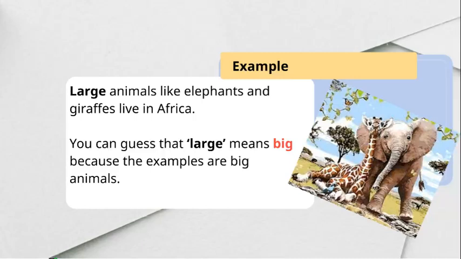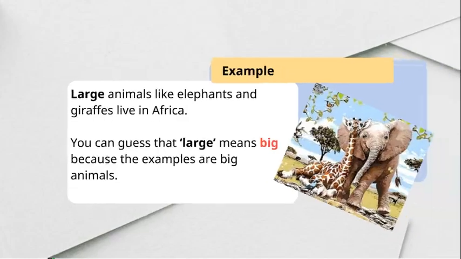Elephant is a big animal. Giraffe is a big animal. So, if you read "large animals like," the examples are elephants and giraffes. So, the example here is helping you understand the meaning of the new word, which is large in this case.